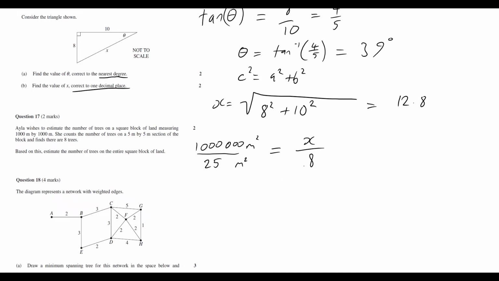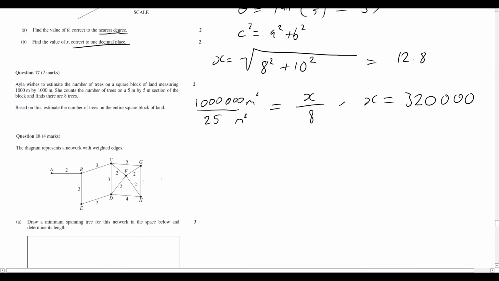And this is just going back to our basic rates and ratios. So now to solve for x, we simply multiply both sides of this equation by 8, and then we end up with 8 million divided by 25. And so we see that x, the total number of trees on this plot of land, is equal to 320,000. So quite a few trees there.